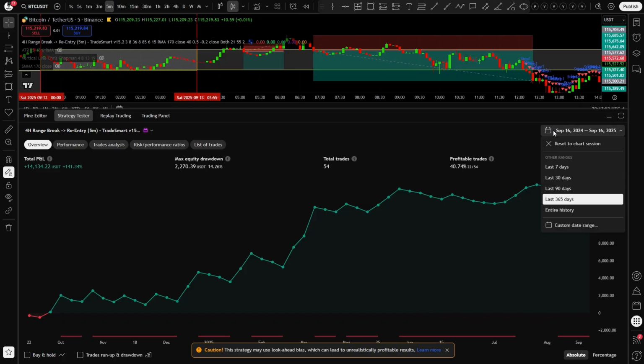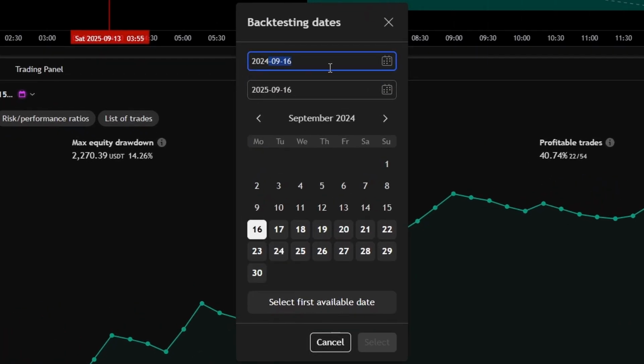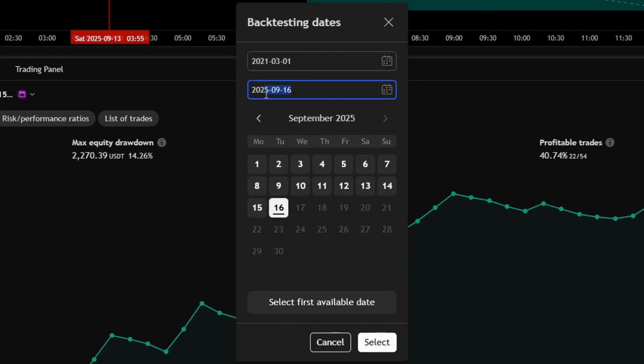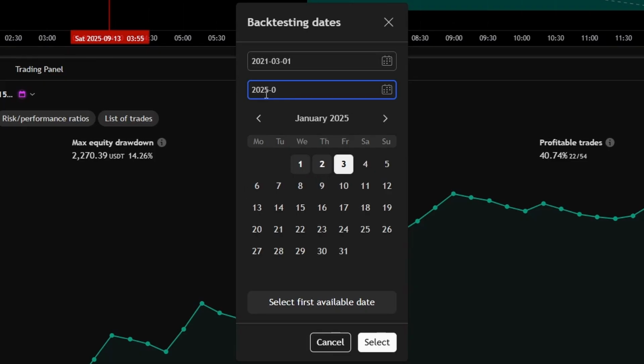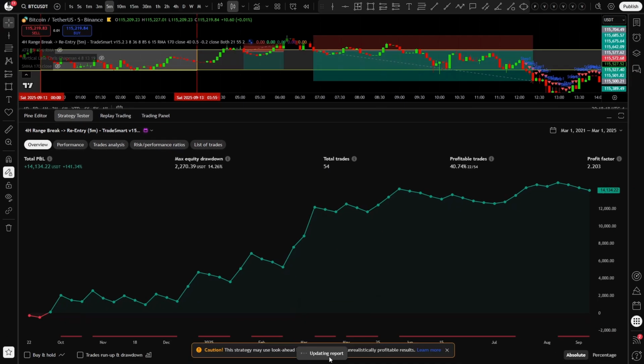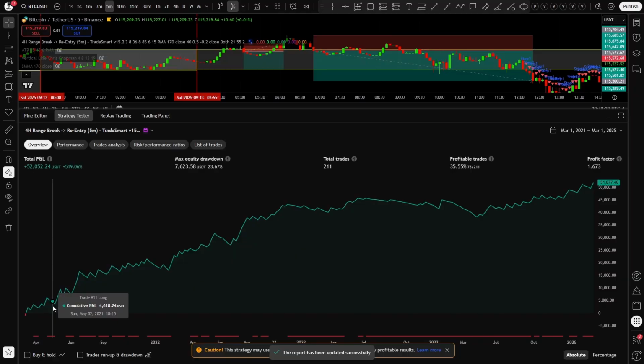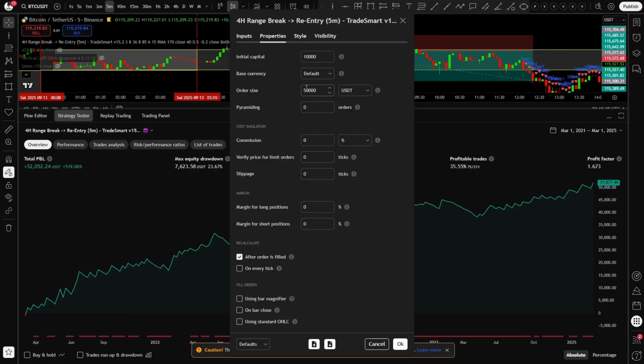My optimization range was from 2021, the 1st of March, and the end date was 2025, the 1st of March. Let's wait for the results. And as you can see, this performs pretty well, but of course with no fees. Let's add the fees now. I will add 0.1% commission and a 2-tick slippage.